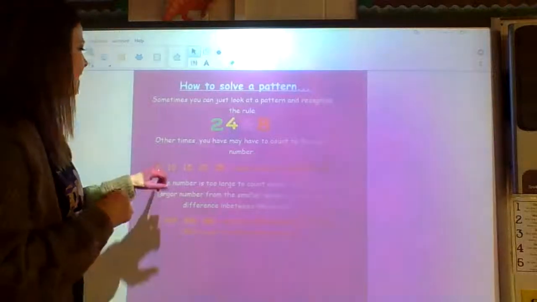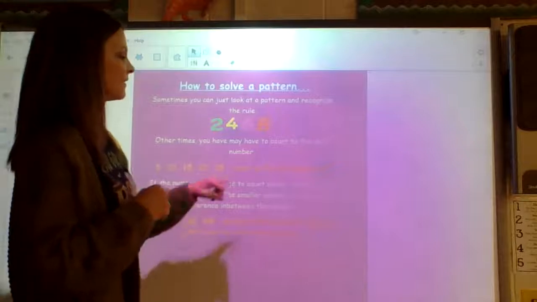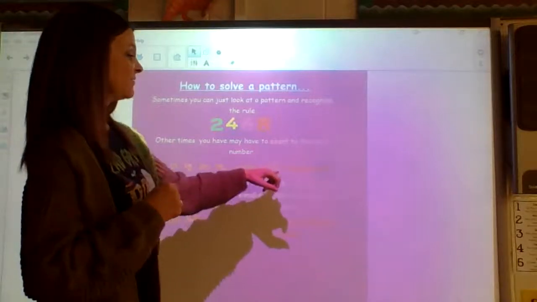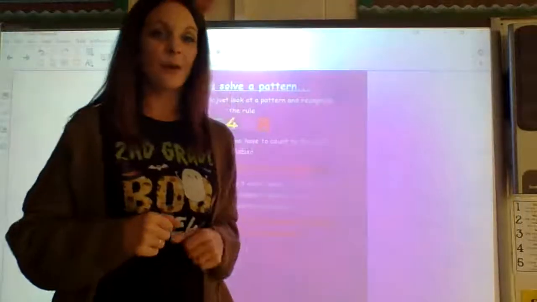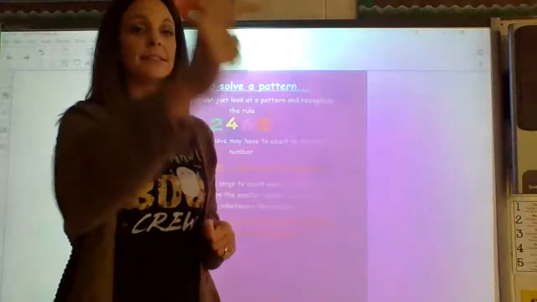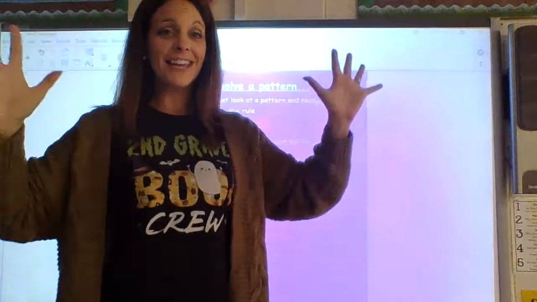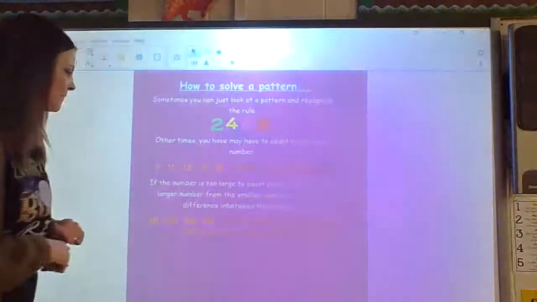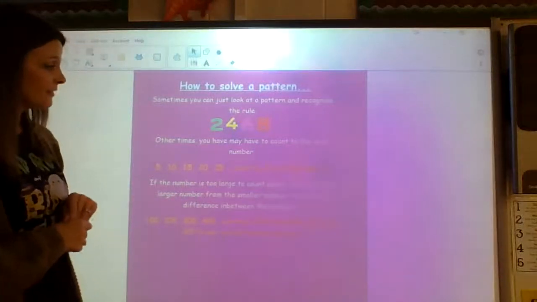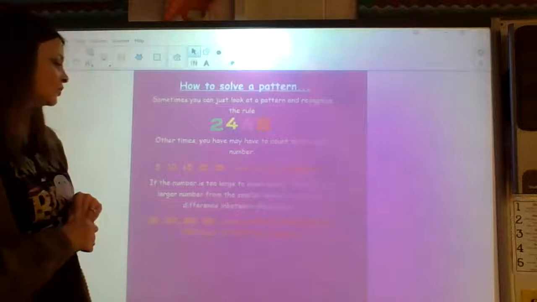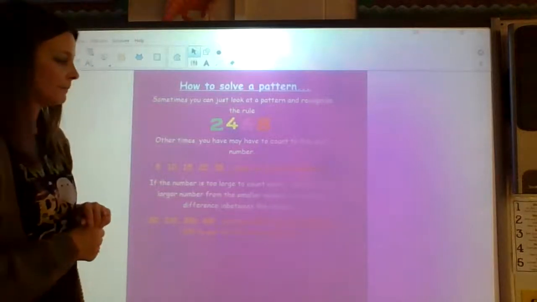So let's try. 5, 10, 15, 20, 25. Count by 5s to the next number. What do you think would be next? Let's count on. 26, 27, 28, 29, 30. Good job. Now, if the number is too large to count easily, subtract the larger number from the smaller number to see the difference in between the numbers.